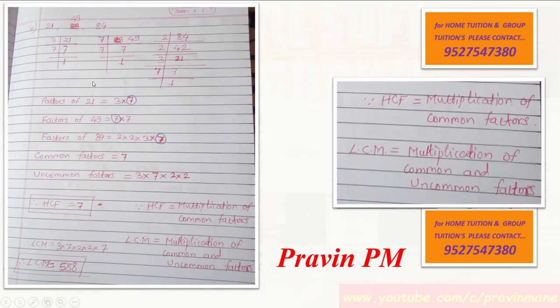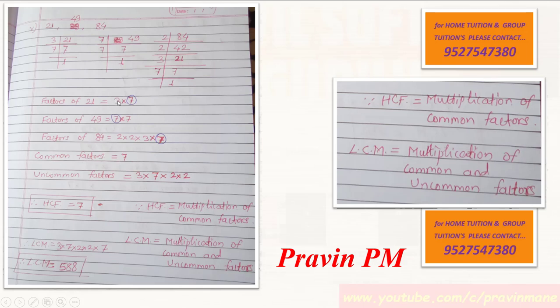Then fourth one, 21, 49 and 84. Find the factors of 21, factors of 49 and factors of 84. So factors of 21, 3 multiplied by 7. Factors of 49, 7 multiplied by 7. Factors of 84, 2 multiplied by 2 multiplied by 3 multiplied by 7. Now encircle common factors. 7 is common, 1 time 7 is common in all the 3 numbers. So common factor is 7.